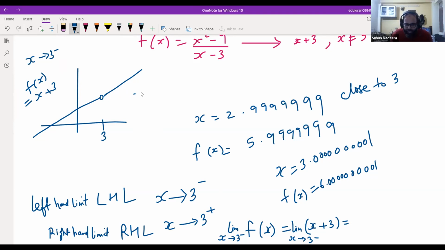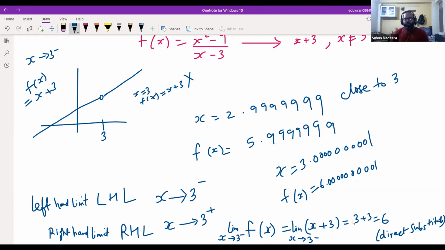If you take x is equal to 3, you can't take f of x is equal to x plus 3. That would be wrong. But if x is 3 minus, you can take f of x. Now, you put the value of 3 minus, but you don't know 3 minus. So you will say that you can directly substitute x is equal to 3 after simplification and write it as 3 plus 3 is equal to 6.